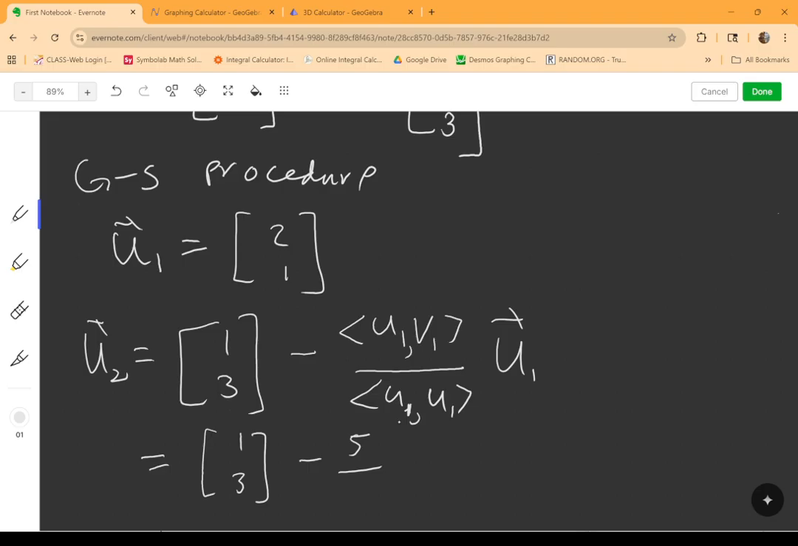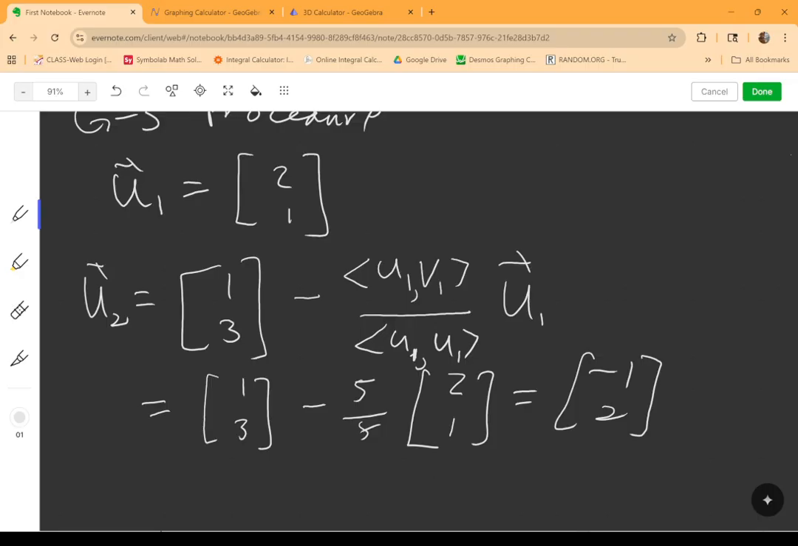And then U1 is also going to be 5. And then the vector U1 is 2, 1. All right, so we just get 1 minus 2, which is -1, and 3 minus 1, which is 2. Okay, and now you can verify that these are orthogonal, right?